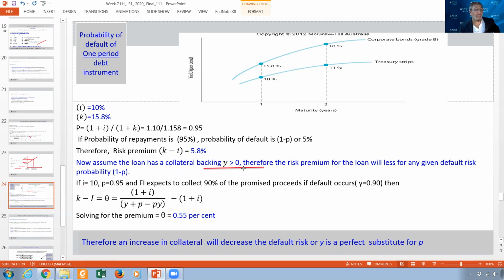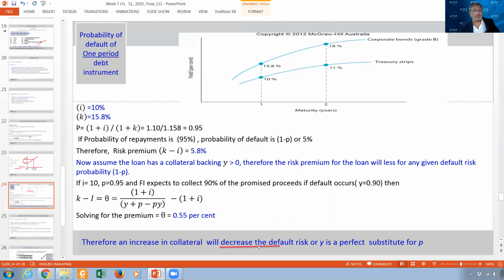Now assume the loan has no collateral backing, versus a collateral backing of Y. Of course, the premium will drop. Therefore, the risk premium for the loan will be less for any given default risk probability. If I is 10%, the probability of payment is 95%, and the financial institution expects to collect 90% of the promised proceeds in the default case, which means the collateral is 90%, then to calculate this 5.8, it becomes only 0.55, or 55 basis points. See, it drops because of the collateral, because this is actually the premium for the credit risk. So solving the premium, it's 55 basis points using this formula.